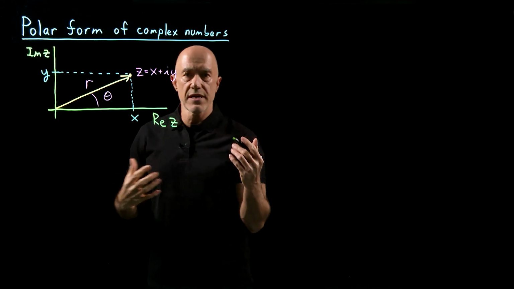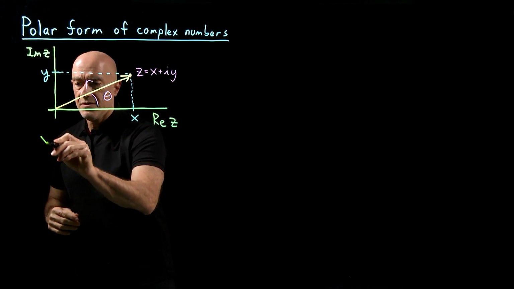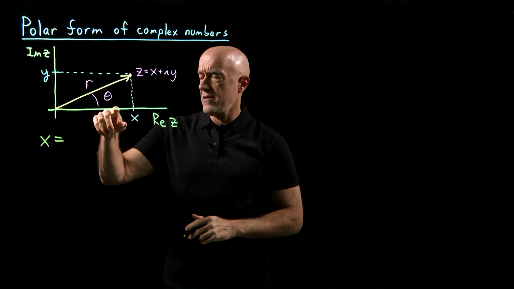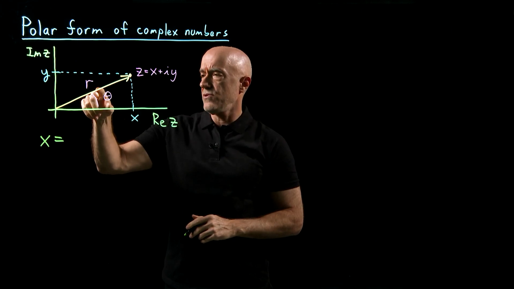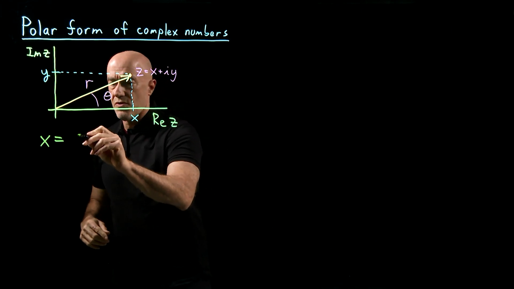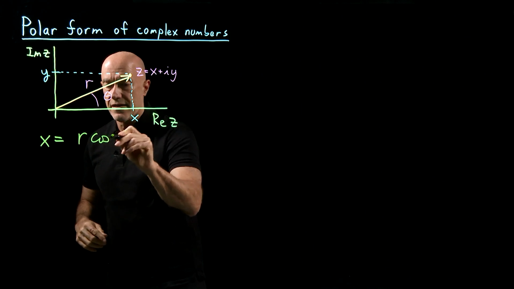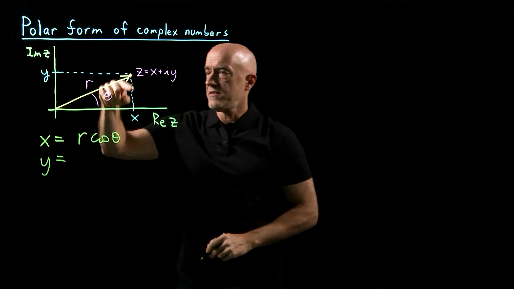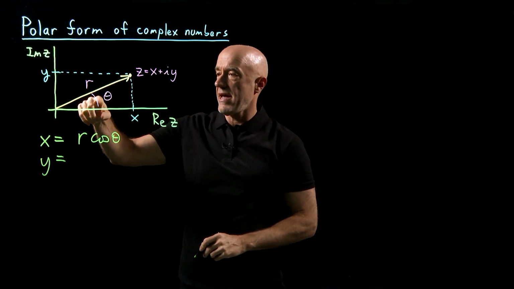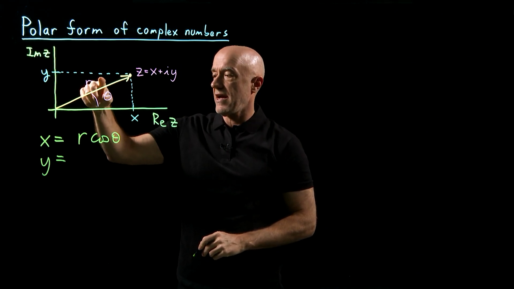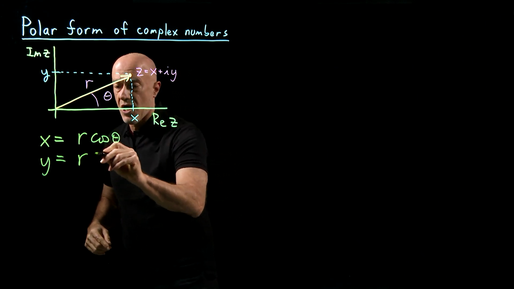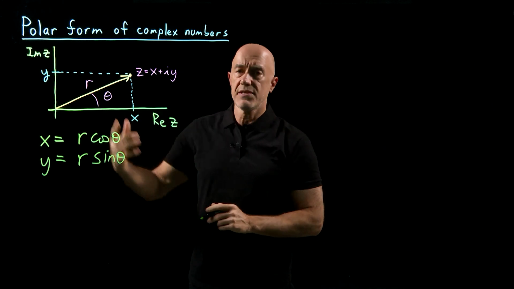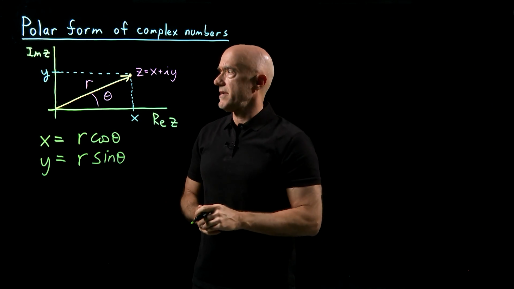So we can use trigonometry to compute x. So x is adjacent over hypotenuse times hypotenuse. So it would be r times the cosine of the angle. And y is this vertical distance here. So y is opposite over hypotenuse times hypotenuse. So it would be r times the sine of the angle. So this is sometimes called polar coordinates.